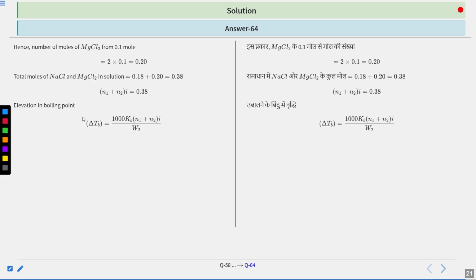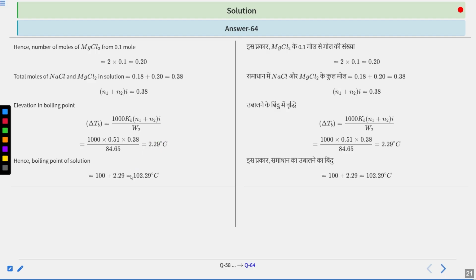So we put the elevation in boiling point, delta Tb is equal to Kb times m, with the i value here, and this is the molecular weight, n1 plus n2 by W2 multiplied by 1000, to convert this into kgs. If you put all these values, you will get 2.29 degrees Celsius or 2.29 Kelvin, because it is a change in temperature, it can have any unit. What will be the boiling point now of the solution? 100 degrees Celsius is the normal one, 2.29 is the elevation, so that will give you 102.29 degrees Celsius as the new boiling point of the given solution.